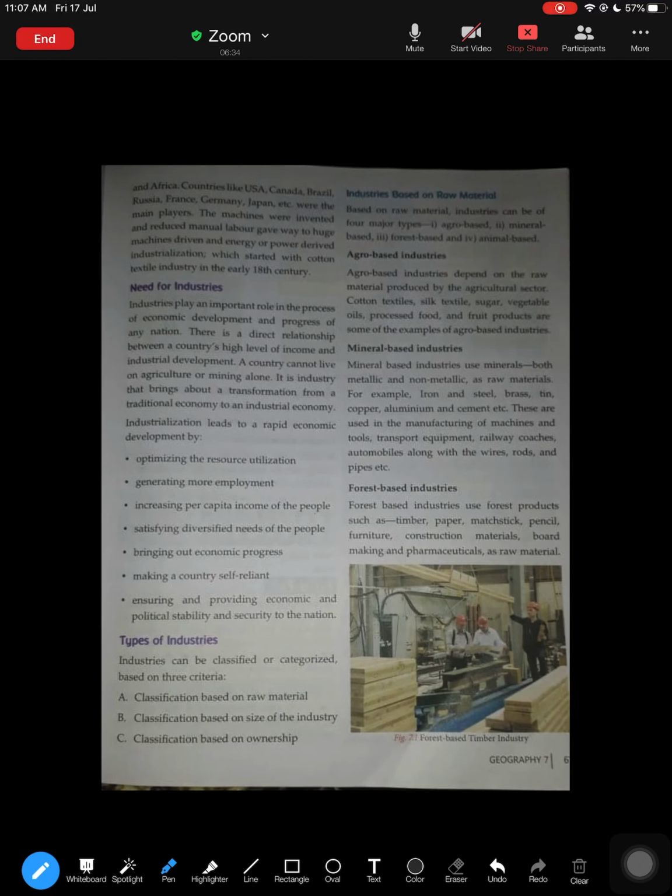Now, what happened when the industrial revolution started? The machines were invented, which reduced manual labor, gave way to huge machine driven and energy or power derived industrialization. So basically, with industrialization taking place, human labor, manual labor was replaced with huge machineries which could do the work of 100 people at one time. It was less time consuming, so most of the labors were replaced by machinery. So that is what happened in the industrial revolution.